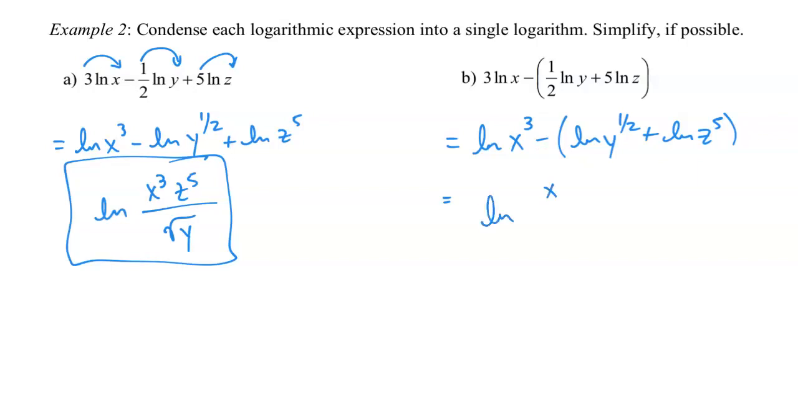And so this will be natural log of x cubed and then divided by, I'm going to go ahead and write square root of y times z to the 5th power, with both of those things going in the denominator, whereas over here in example A, this plus 5 ln of z was not associated with the negative, and so that's why it wound up in the numerator here on letter A, but had to end up in the denominator on letter B.